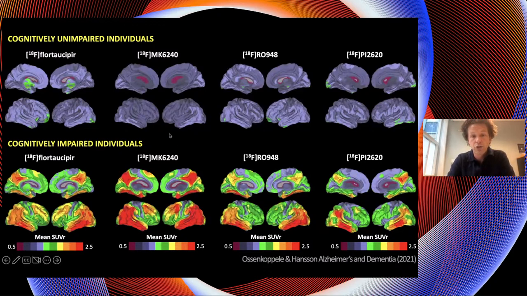Also for tau PET, we're in the luxurious position to have at least 4 excellent tau PET tracers. I've listed them here. And what you can clearly see is that those 4 tracers discriminate very well between people that have unimpaired cognition versus those with impaired cognition. Just by eyeballing, you see immense differences between the groups. And also the patterns across those tracers are quite similar. So we see uptake in the temporal parietal cortex, in the medial parietal cortex, so posterior cingulate and the precuneus, but also in the medial temporal lobe region. So really in the Alzheimer's disease specific regions.